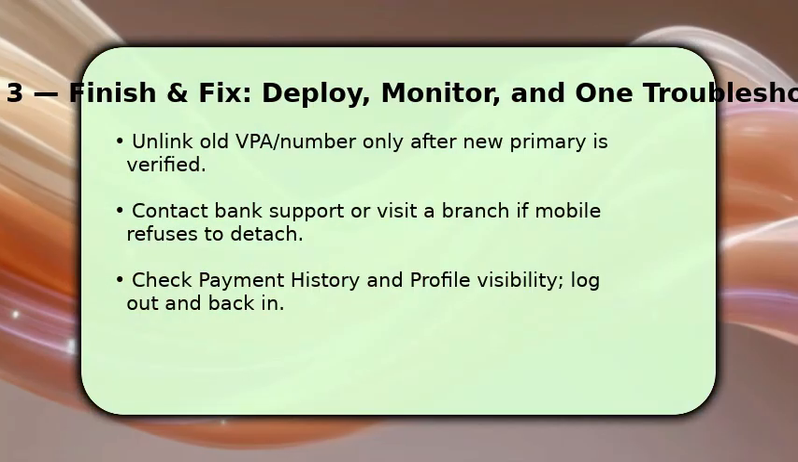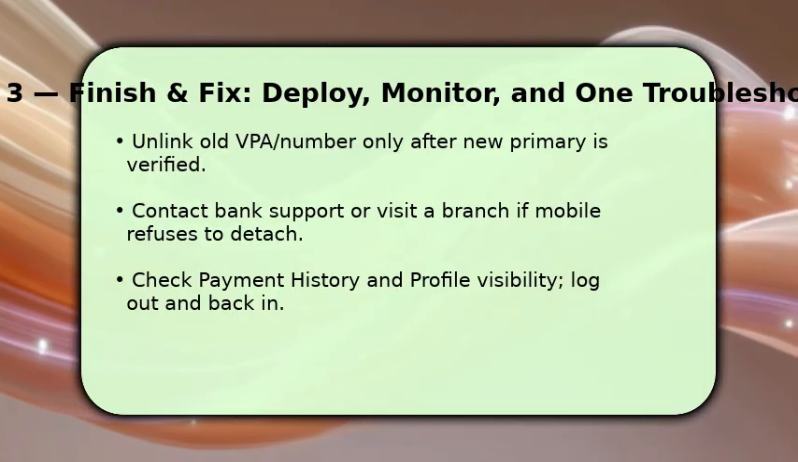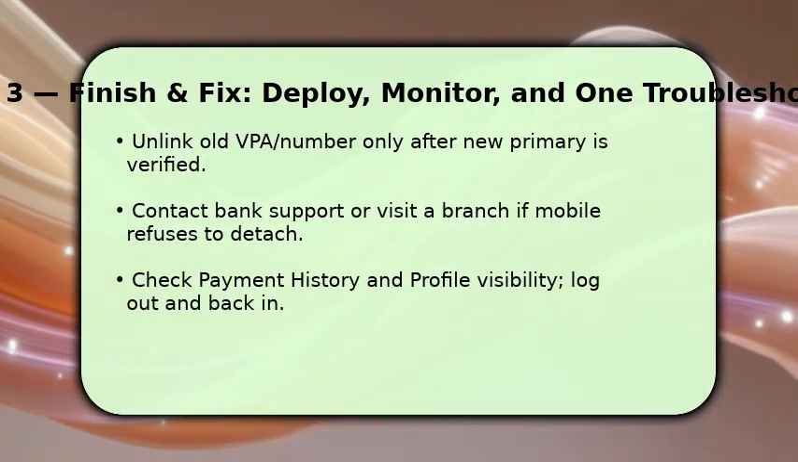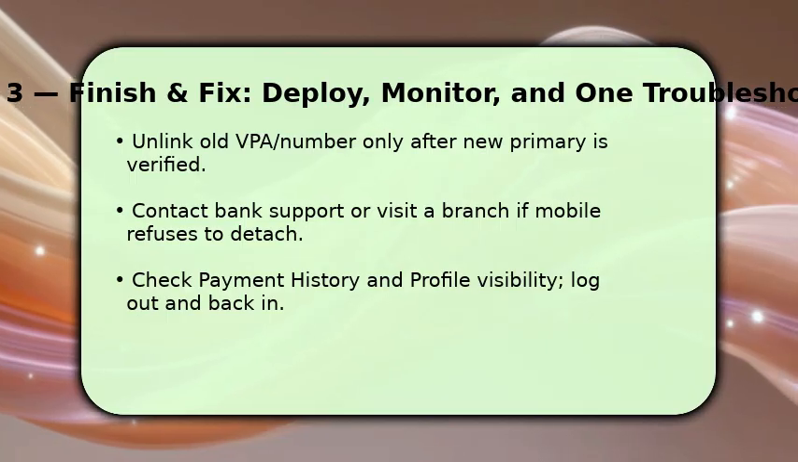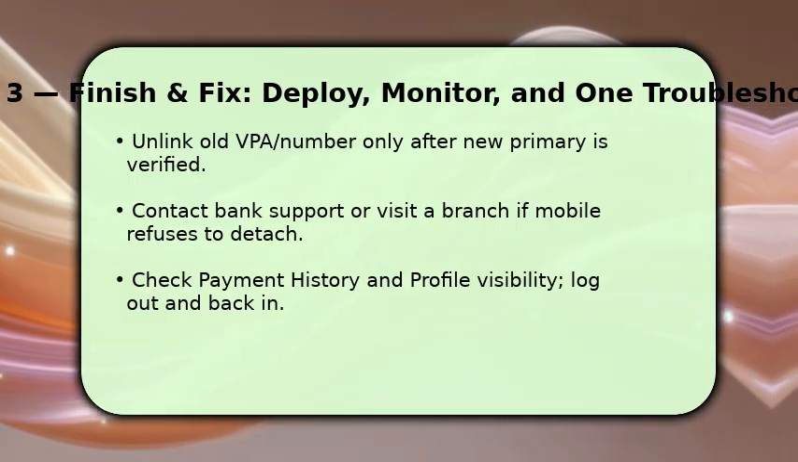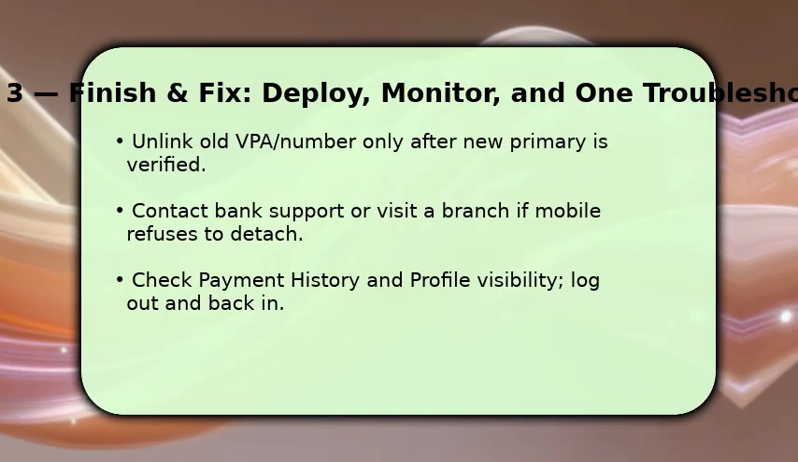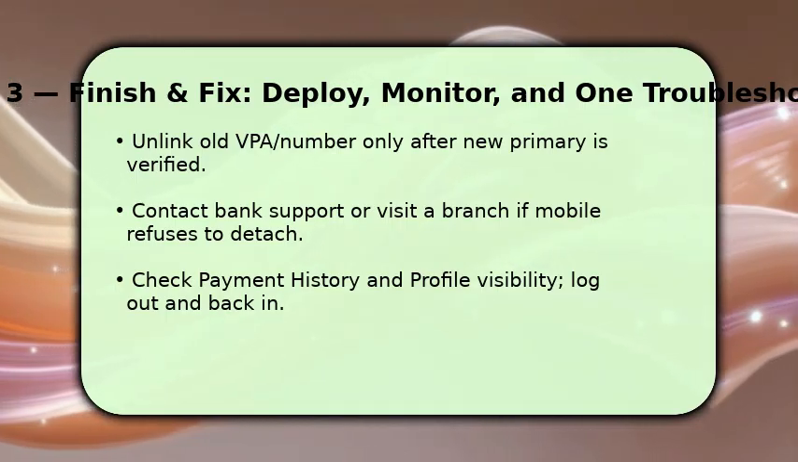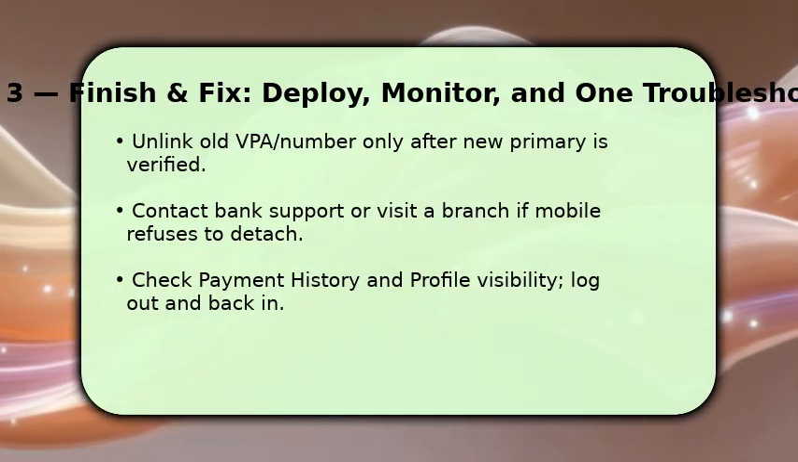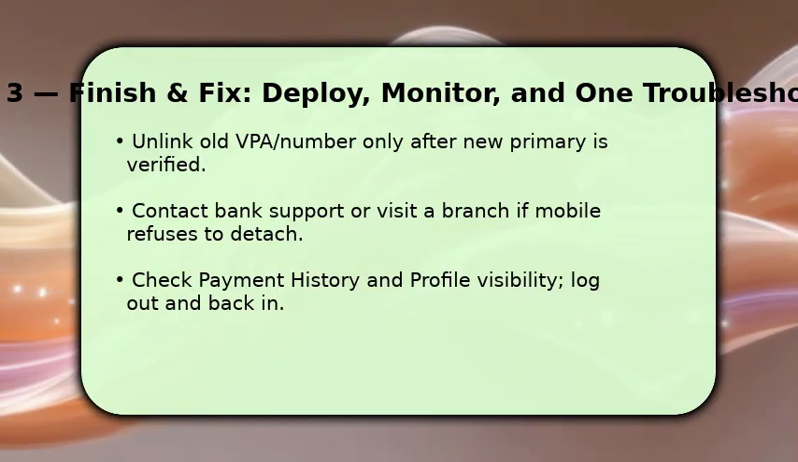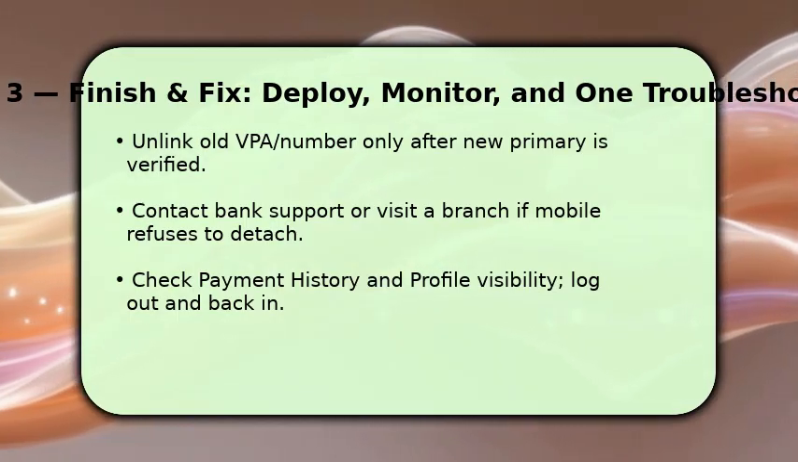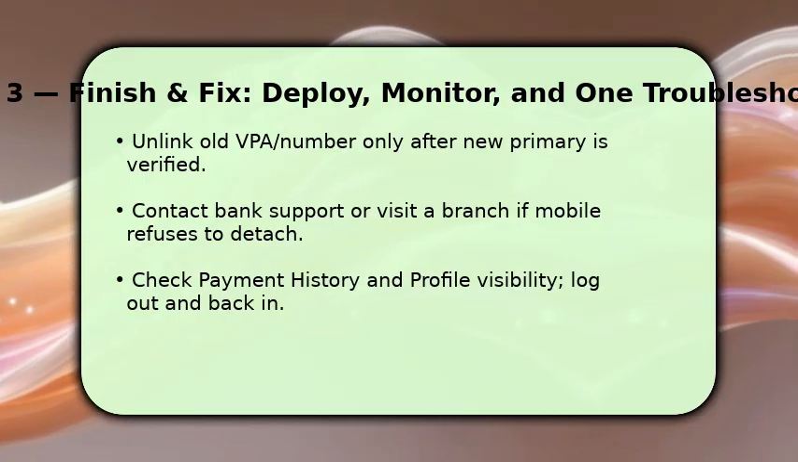Finish by confirming the new VPA is active and then unlink the old VPA or request removal of the phone-linked record. You must wait until verification completes, otherwise payments may bounce. If PhonePe still displays your number, contact your bank's UPI support or visit a branch to update the mobile on record. Banks control the SMS anchor.